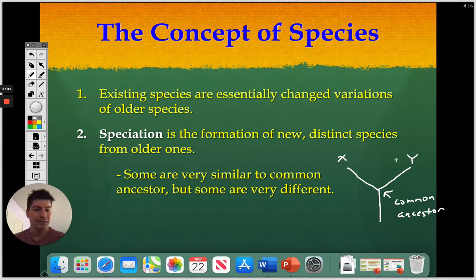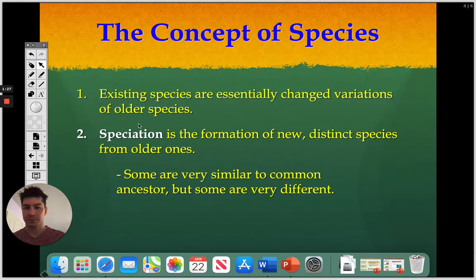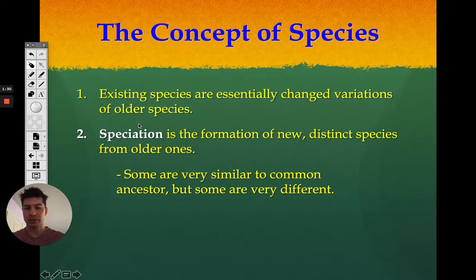So these two species came into existence because something changed and that common ancestor went extinct and we had speciation occur. So speciation is when we form new species that are different than the older ones. So X and Y came into existence when the common ancestor right here at this node went extinct. And that's all speciation is.